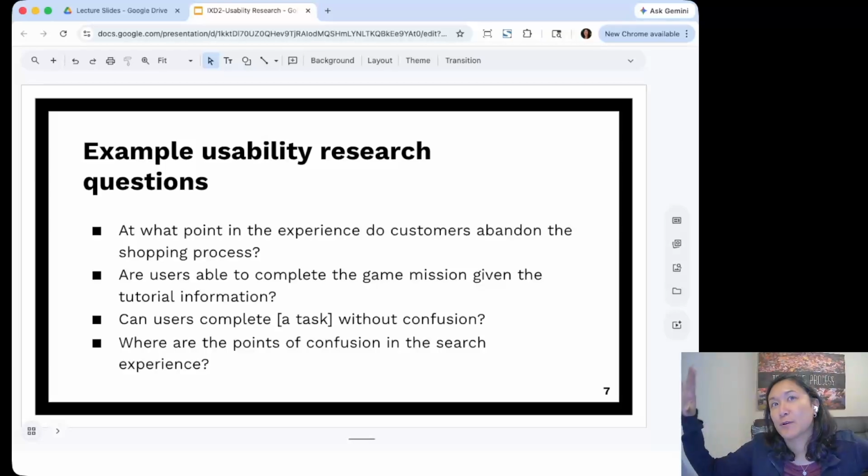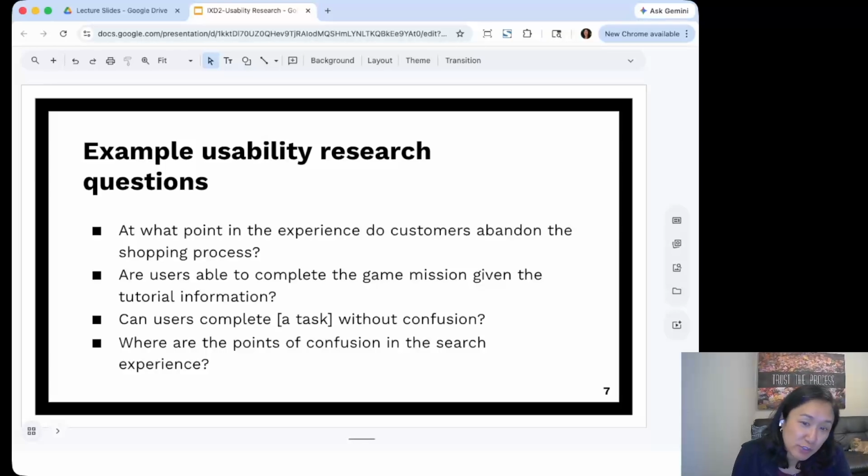Some example research questions. So this is like the macro study question that someone may have as a designer on these projects. For me, at least, in my retail design role, one of my big usability questions was, at what point in my design experience do customers abandon the shopping process? So that was a really unique way of being able to study where the design fails to provide enough information or to give enough cues or direction for them to continue on to another path.